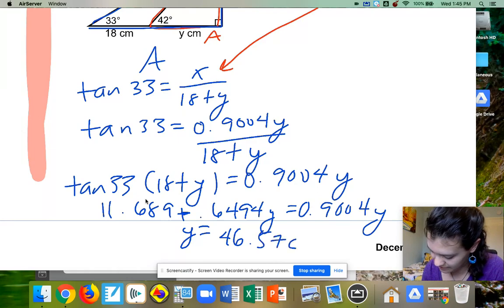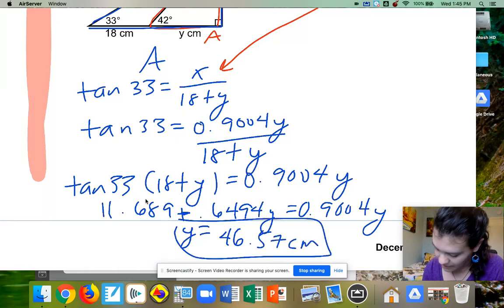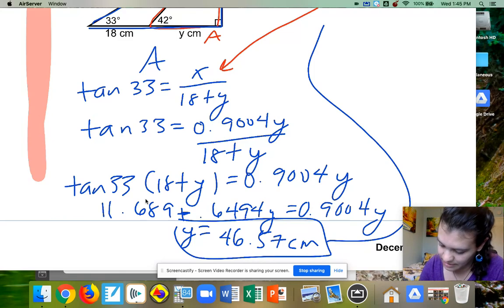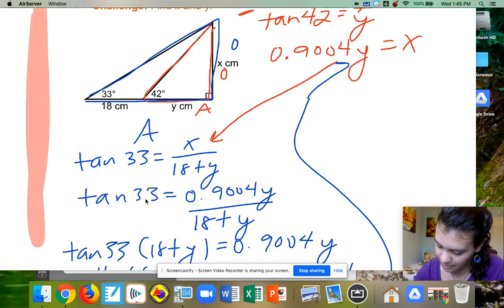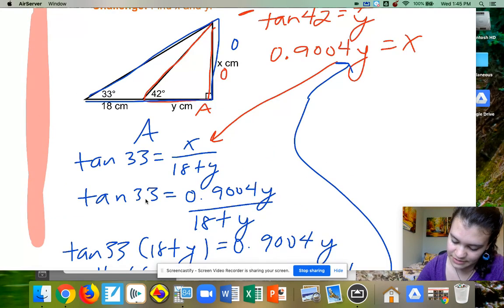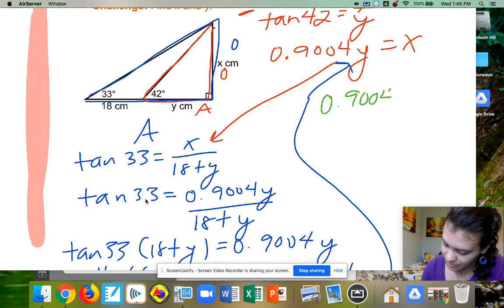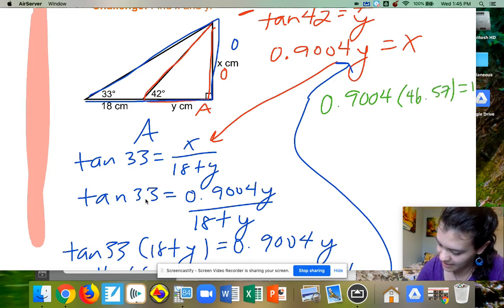46.57 centimeters. And then you can take this and plug it in up here to figure out what x equals. So 0.9004 times whatever your y was, so 46.57 has to equal x. So x equals 41.931 centimeters.